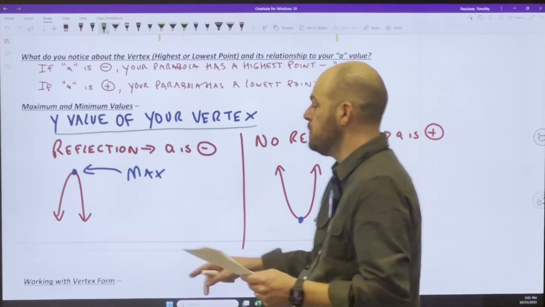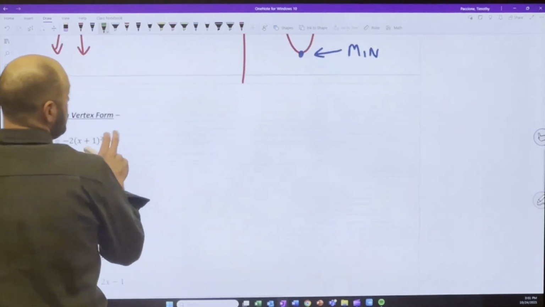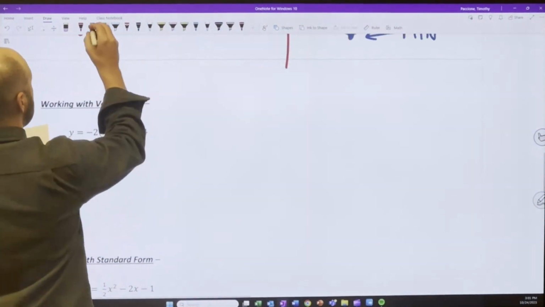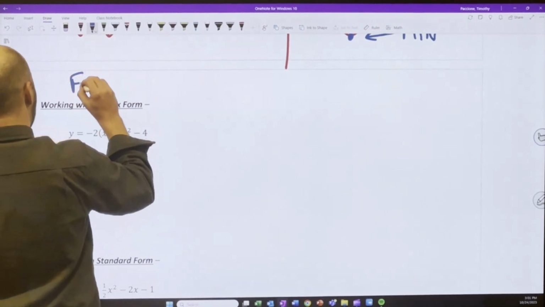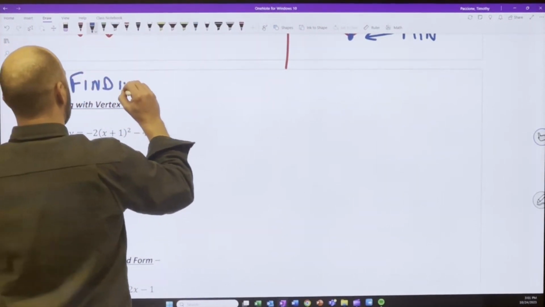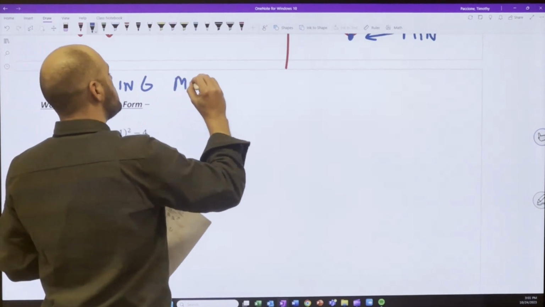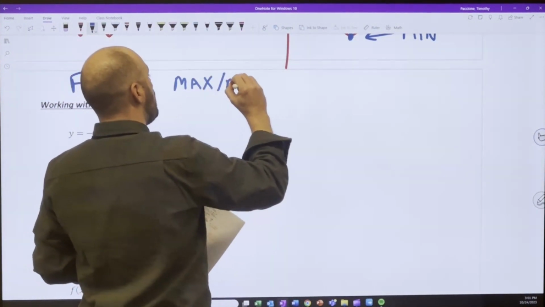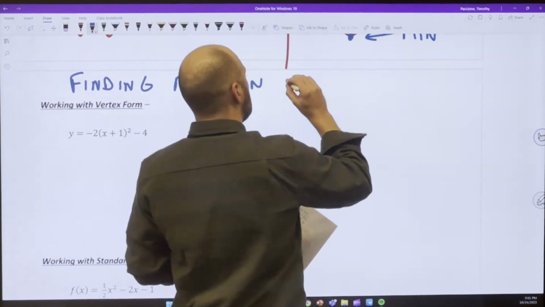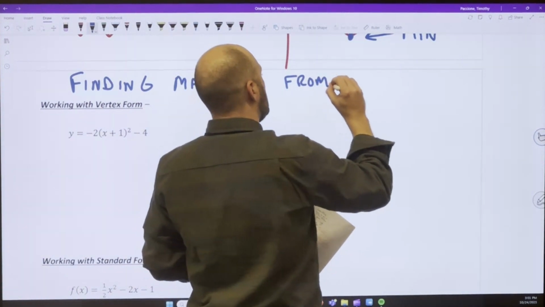All right, so what's our agenda here? Let me write this at the top. We are finding our max or min from an equation.